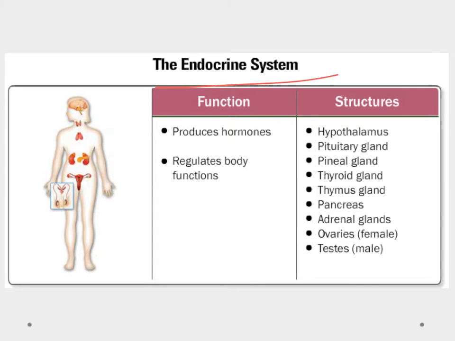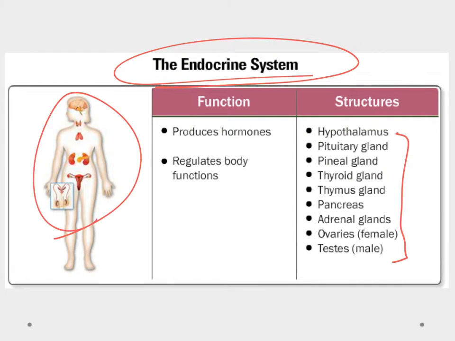So that quickly takes us through the endocrine system. Remember, the endocrine system has all of these different glands that we talked about, and you can see where they're located in the body. And basically they all produce hormones, and those hormones help regulate body functions.